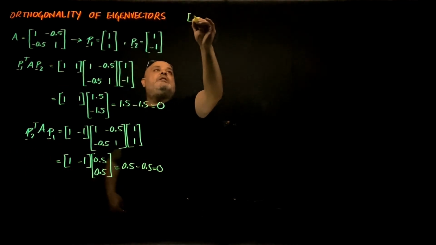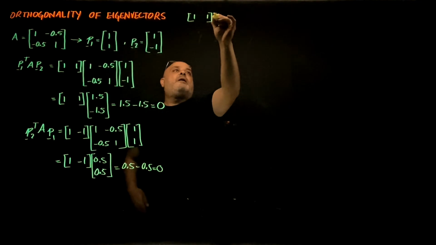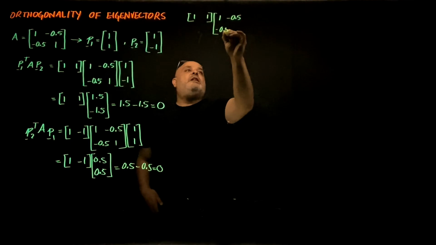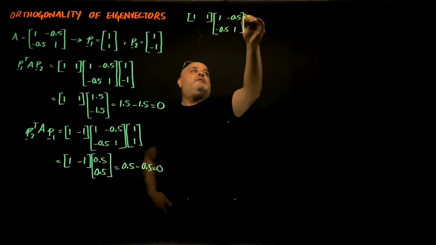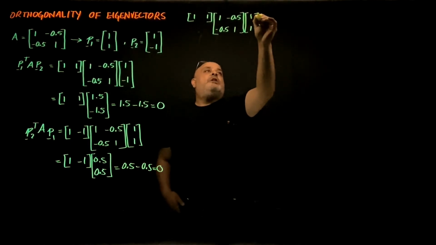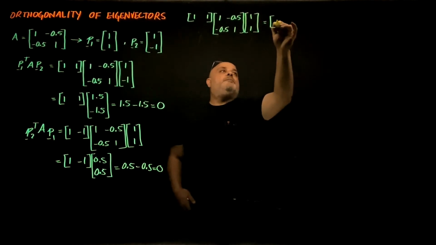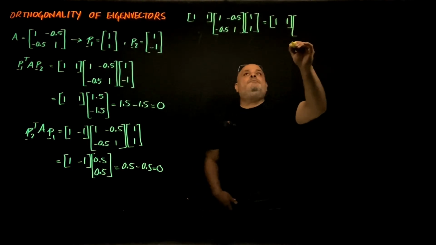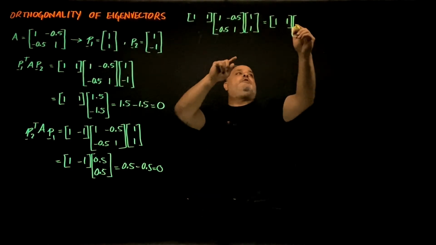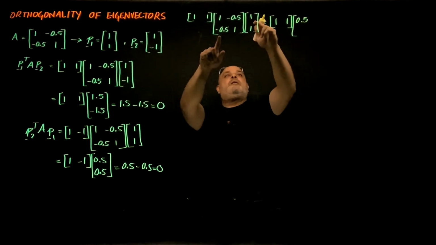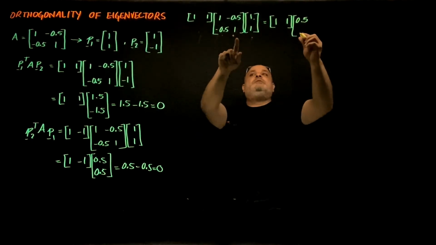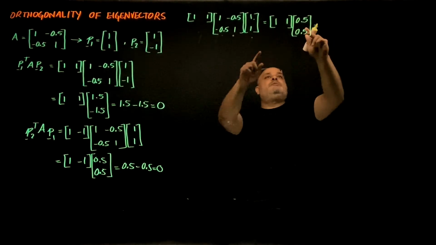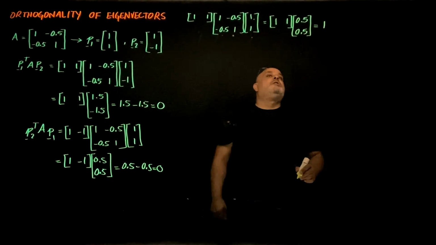So P1 is 1 and 1, and 1, negative 0.5, negative 0.5, 1, and 1 and 1, I would get 1, 1, and 1 minus 0.5 is 0.5, minus 0.5 plus 1 is also 0.5, and that is 0.5 plus 0.5, that's 1.